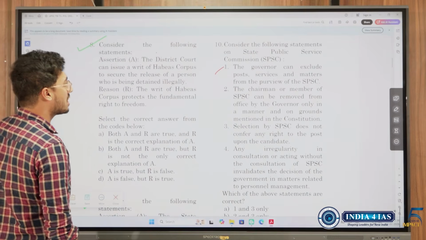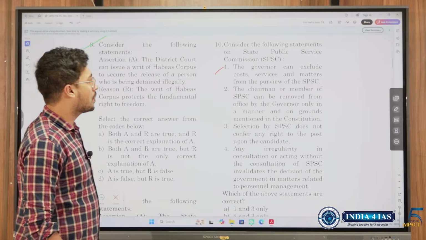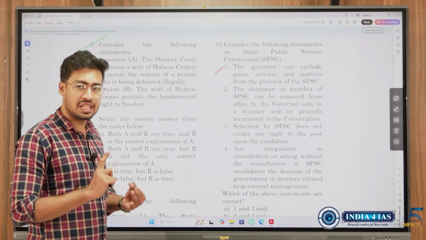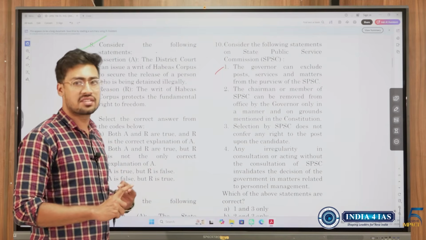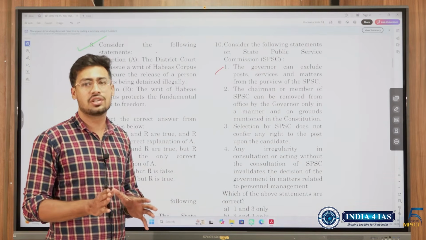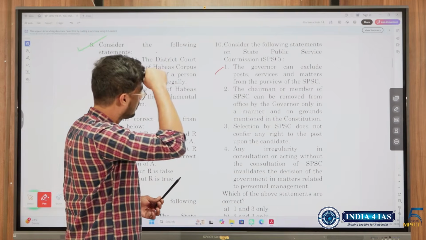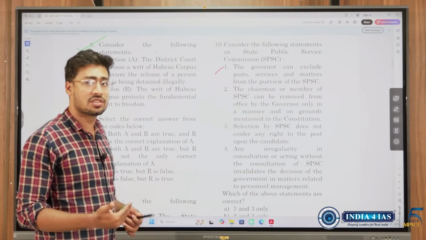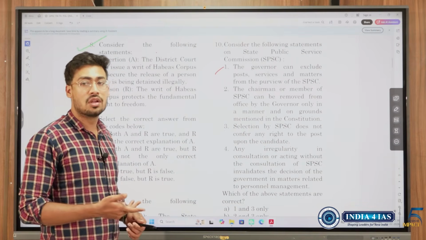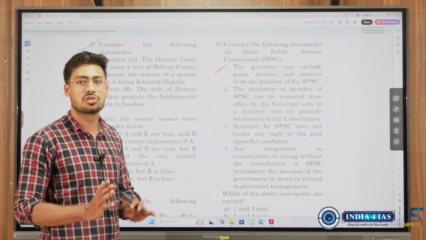Consider the following statements on State Public Service Commission. Now this is also an easy question, because basic things like Election Commission, UPSC, Office of CAG, Comptroller and Auditor General, UPSC and SPSC are very closely related. At least a basic idea of these things we should know. Though these constitutional bodies are not that important from a prelims perspective, they are important from a mains perspective. So when you differentiate constitutional and non-constitutional bodies, constitutional bodies are more important than the non-constitutional.